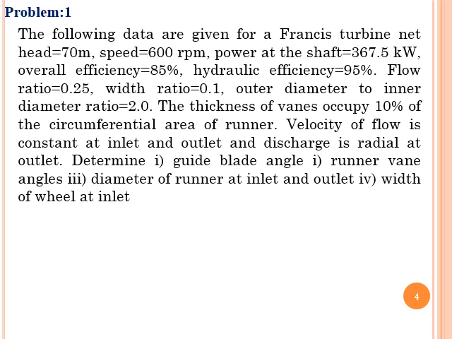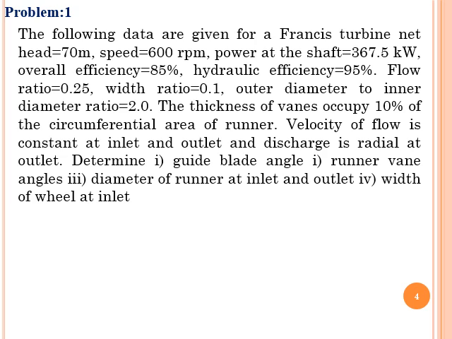The thickness of vanes occupy 10% of circumferential area of runner. That means the area of contraction is 10%. So that is taken as C is equal to 100% minus 10% is equal to 90%. So that means the C value is equal to 0.9. The velocity of flow is constant at inlet and outlet.